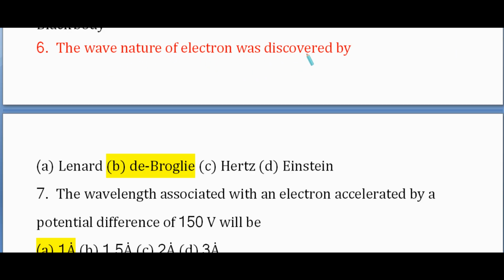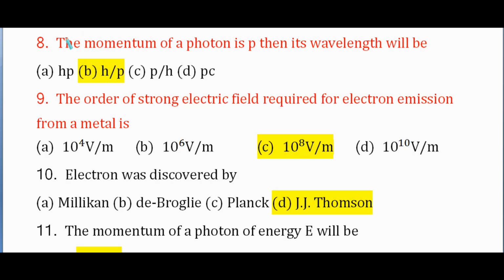The wave nature of electron was discovered by de Broglie. The momentum of a photon is p, then its wavelength will be lambda equal to h upon p. This is the wavelength formula. The order of strong electric field required for electron emission from a metal is 10 to the power 8 volt per meter.